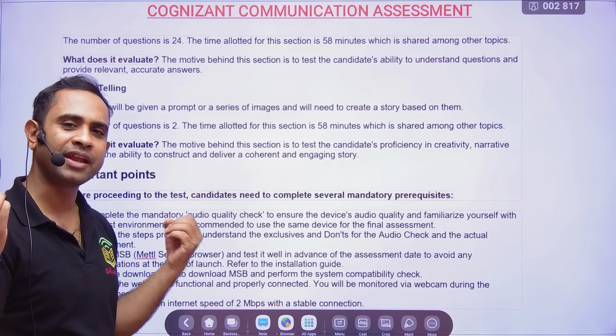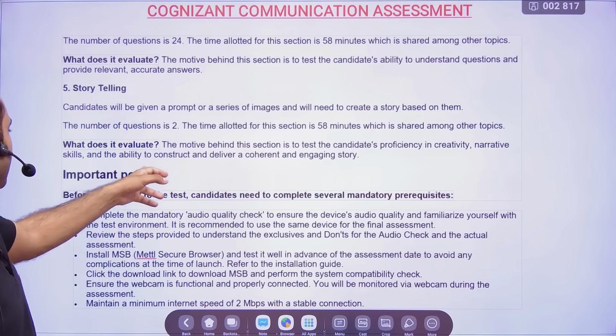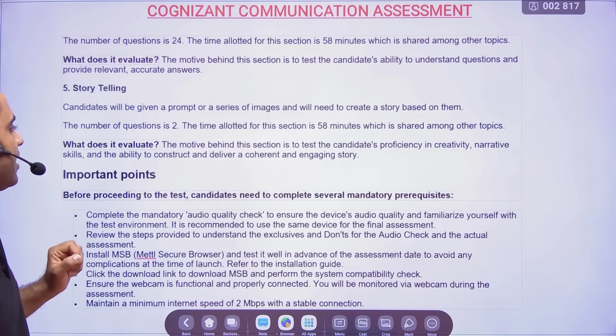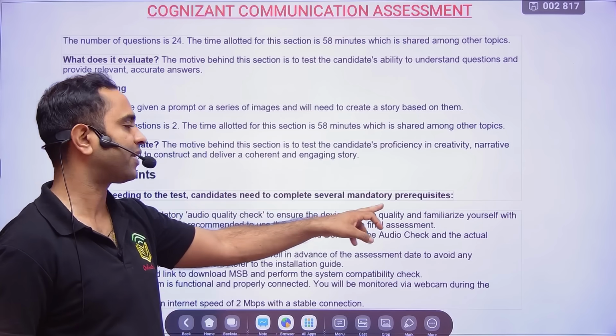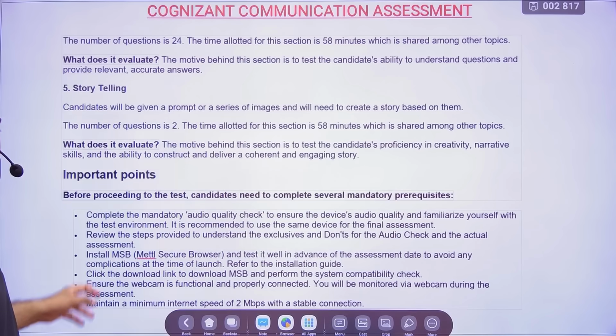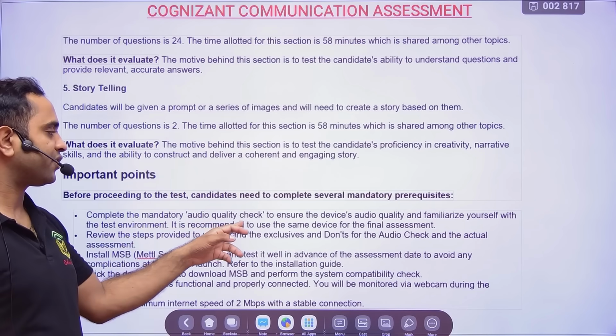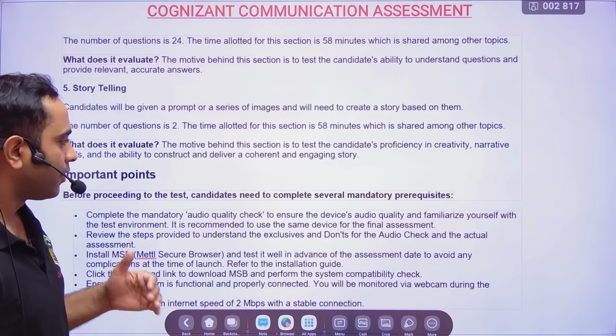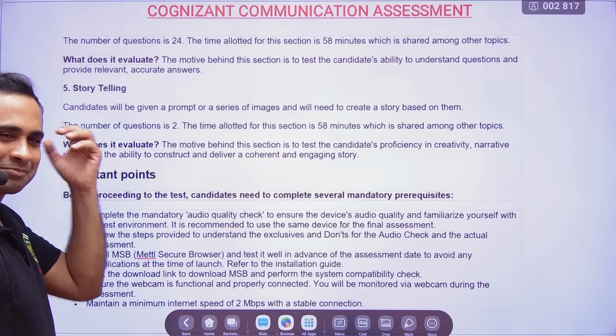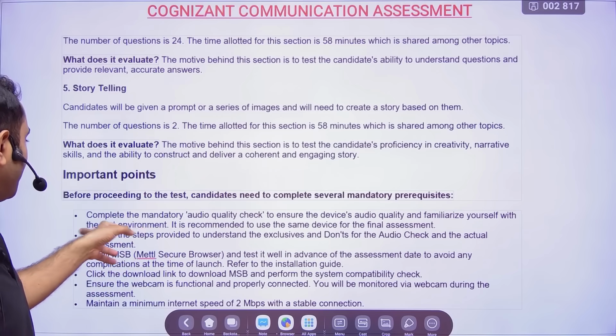So see, every engineer is a creative person. And the ability to construct and deliver a coherent and engaging story. Important points. Complete the mandatory prerequisites. Before proceeding to the test, the candidate needs to complete several mandatory prerequisites. Complete the mandatory audio quality check to ensure the device audio quality and familiarize yourself with the test environment.